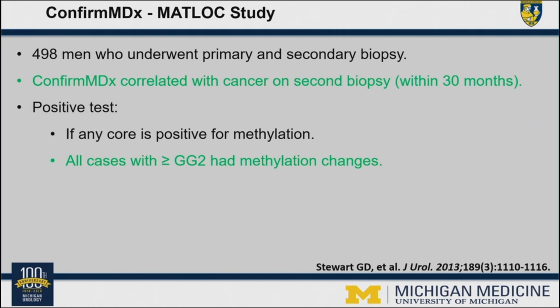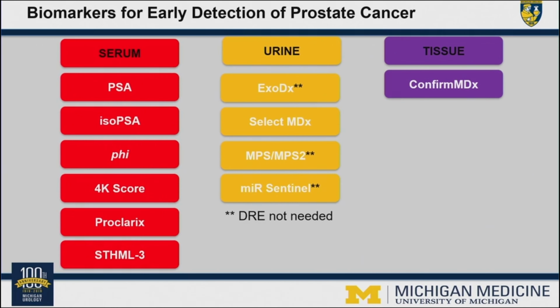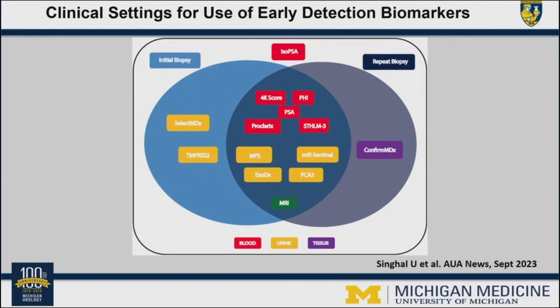And this test was reported to have a negative predictive value of 90%, resulting in a decreased repeat biopsy rate of 64% if used. So this is just a summary of all of the different tests that we just talked about in the first 3 parts of the talk. Most of them can be used in the initial or repeat biopsy setting.